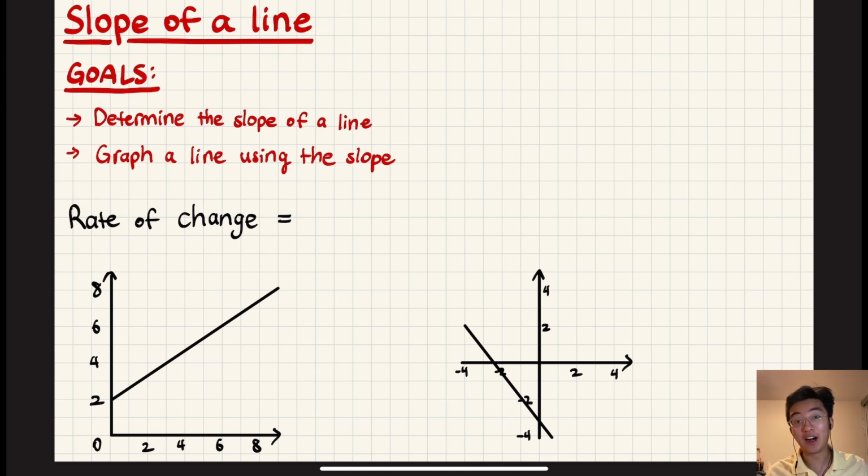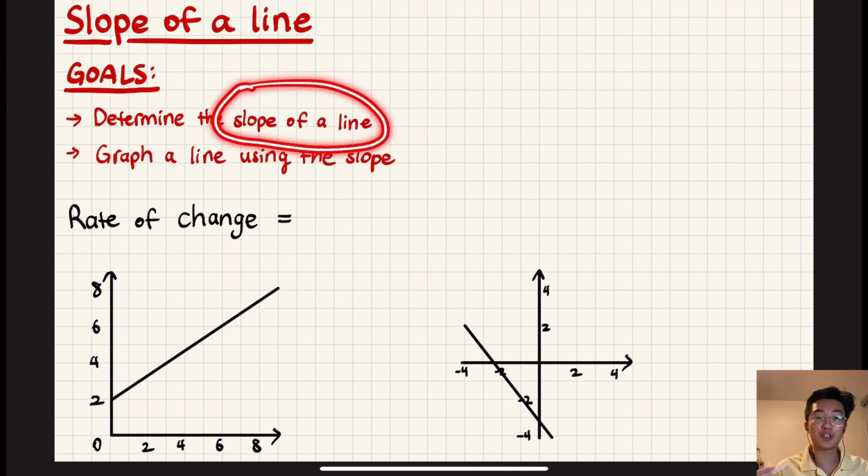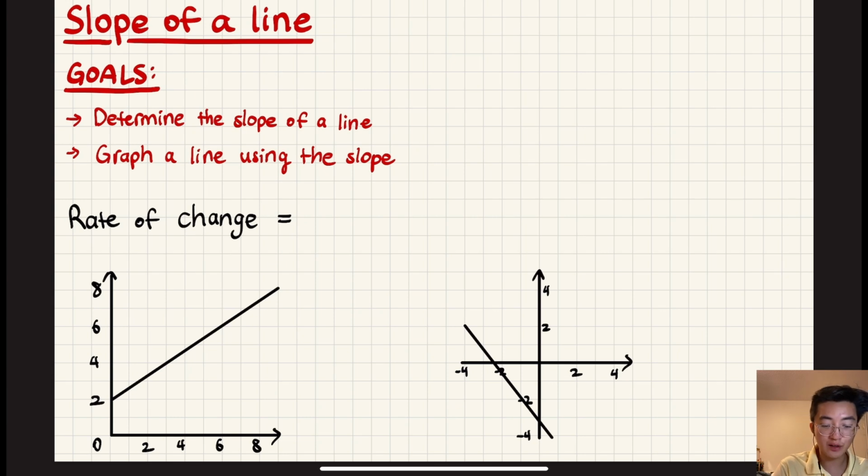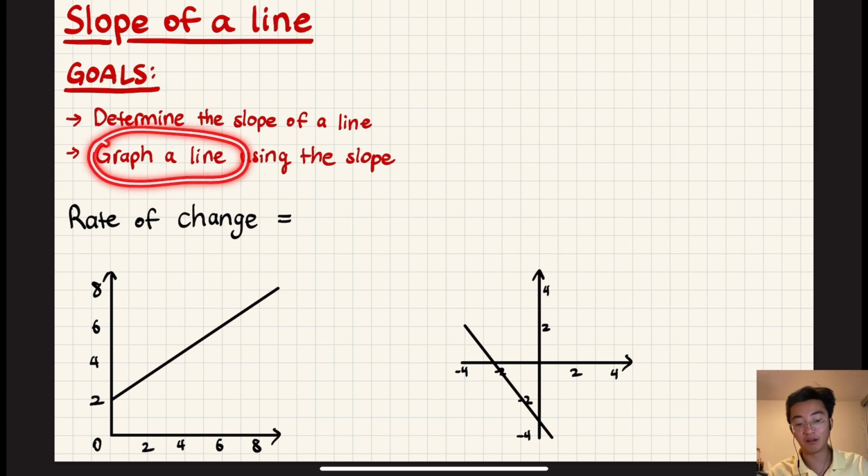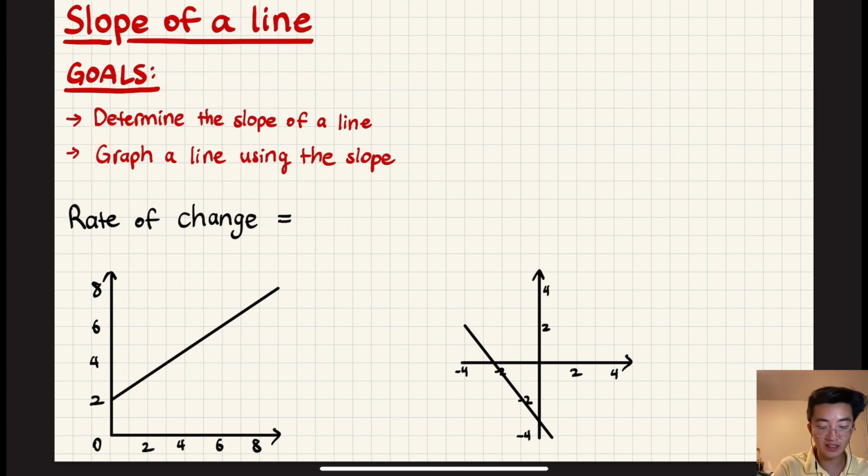Welcome to our lesson today on slope of a line. So just like the title suggests, today all we're going to be doing is to figure out how do we find the slope of a given line on a graph and how can we graph a line using the slope.